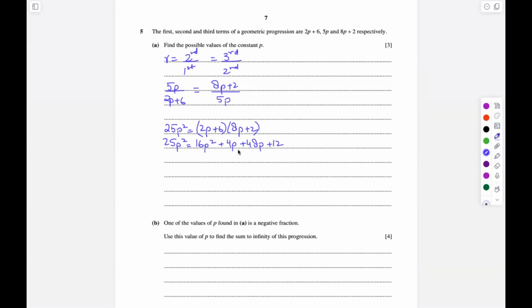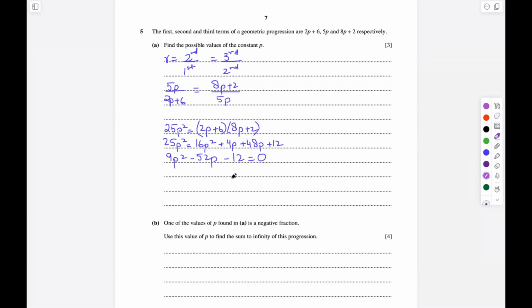Taking the right hand side on the left hand side, so this will be 25p squared minus 16p squared, that will become 9p squared. 4 plus 48 is plus 52. Bringing it on the right hand side, that will become minus 52p. And bringing 12 on the right hand side, that will become minus 12 equals to 0.